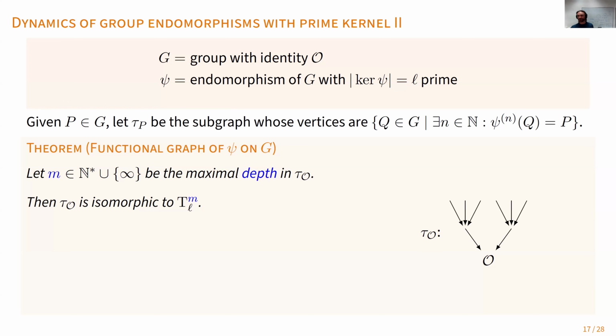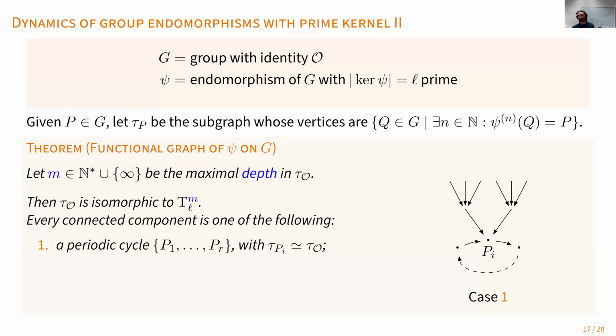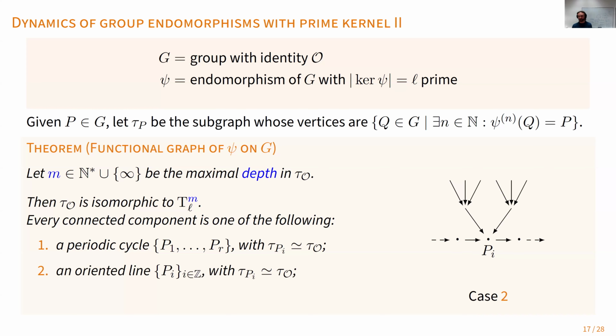And all the rest is kind of dictated by tau 0. So there are 3 possible connected components. One is just a cycle, and every element in the cycle is the root of a copy of tau 0. This is the first situation you can have. Another situation you might have is an infinite line, infinite in both directions, and every point on the line is the root of a copy of tau 0. This is the second situation you can have.